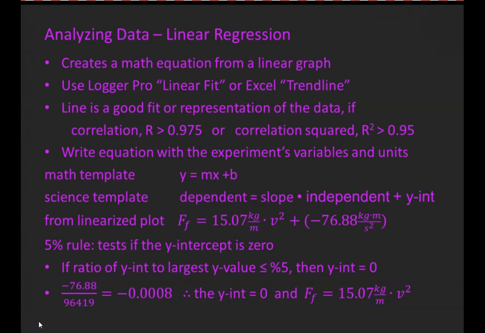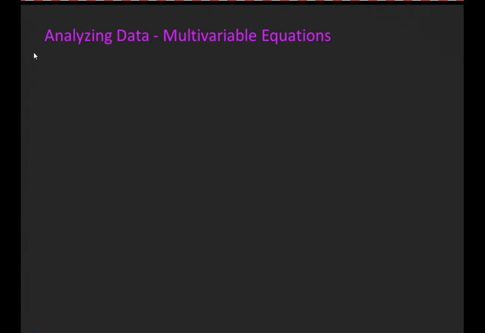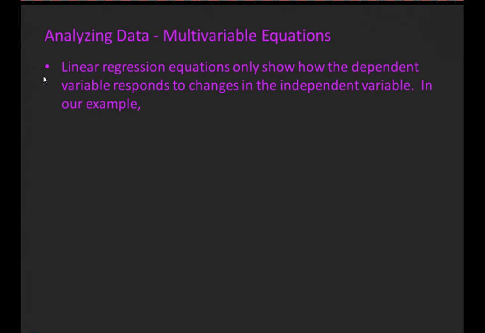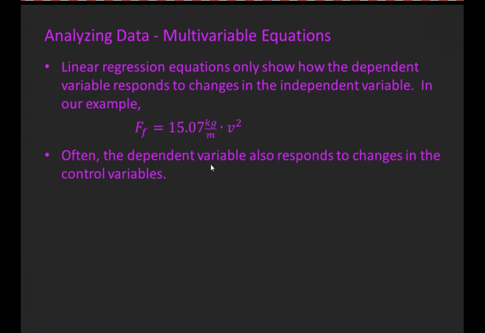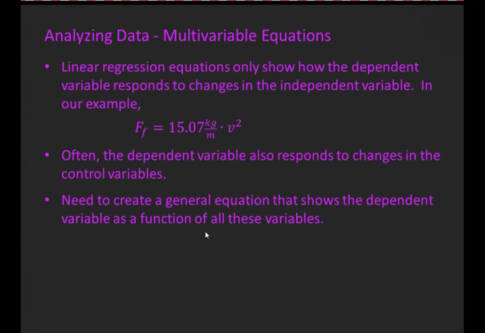Let's move on to our last tool for analyzing data, and that's looking at multivariable equations. We have to remember that the linear regression equation only shows how the dependent variable responds to changes in the independent variable. In our example, that was the friction force is equal to 15.07 kilograms per meter times the velocity squared. However, often the dependent variable also responds to changes in the control variables. So we'd like to develop a general equation that shows the dependent variable as a function not just of the independent variable, but as a function of all of these variables.